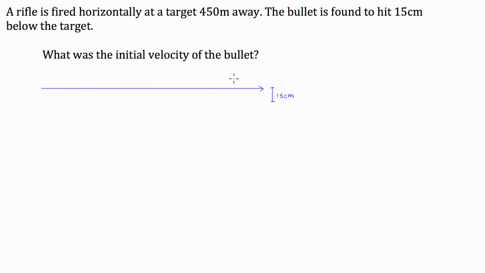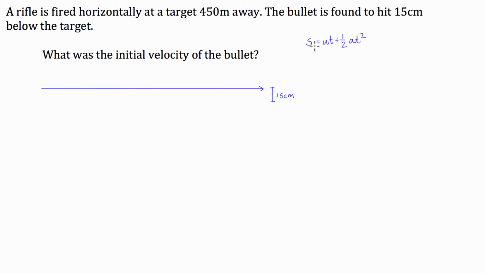So what we need to do is figure out to start with how long the bullet is in the air. Because once we've figured out how long the bullet is in the air for, we can then calculate the speed quite simply, to be honest. So we're going to use this distance equation, s equals ut plus 1/2 at squared, and the fact that it falls 15 centimetres along the path to calculate t. So we're going to be only working in the vertical, not the horizontal.